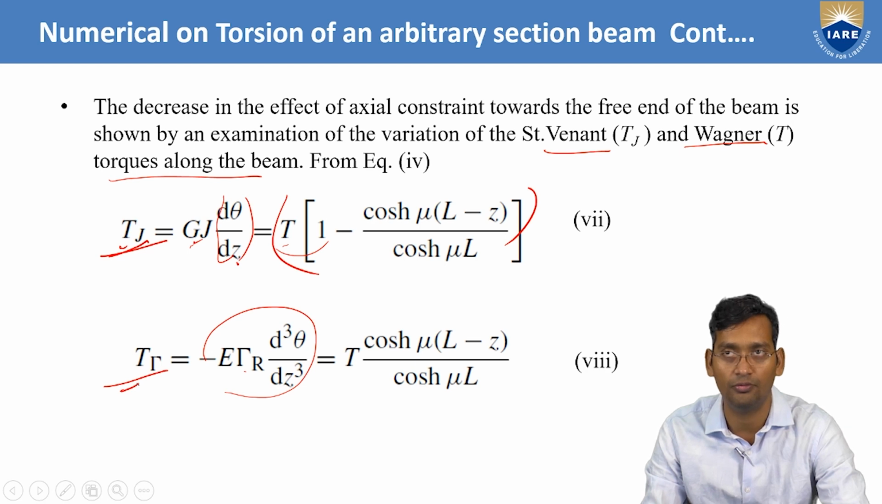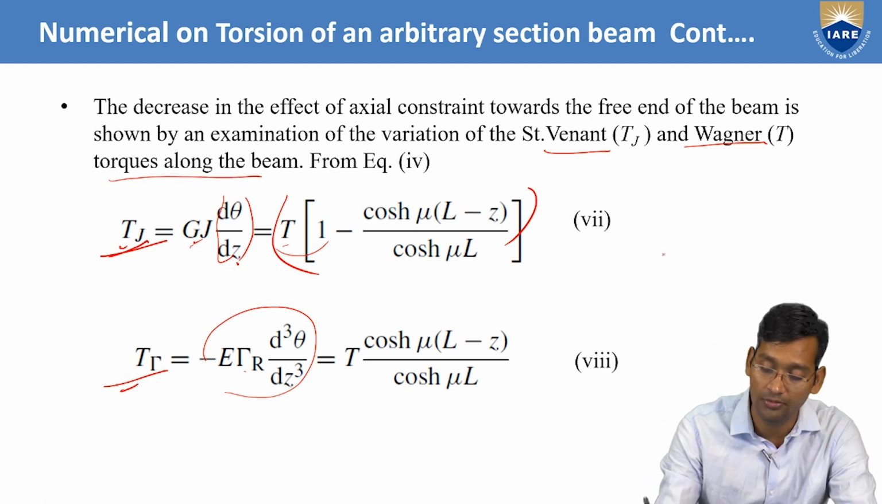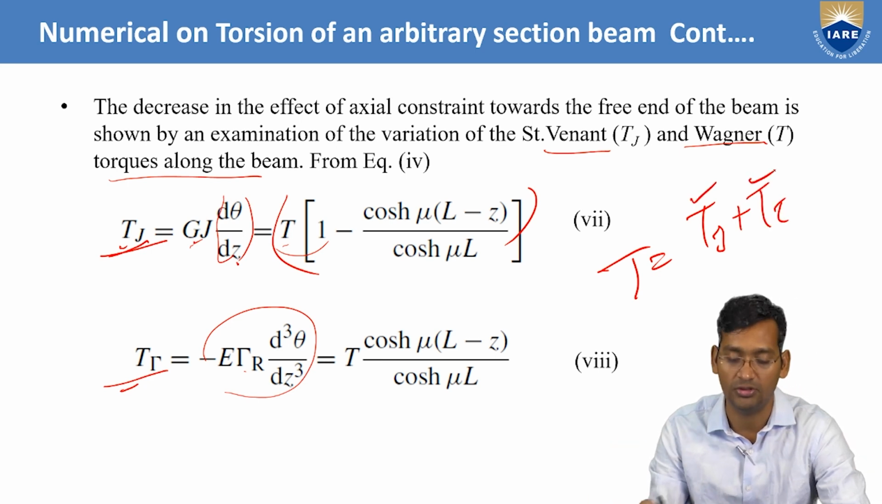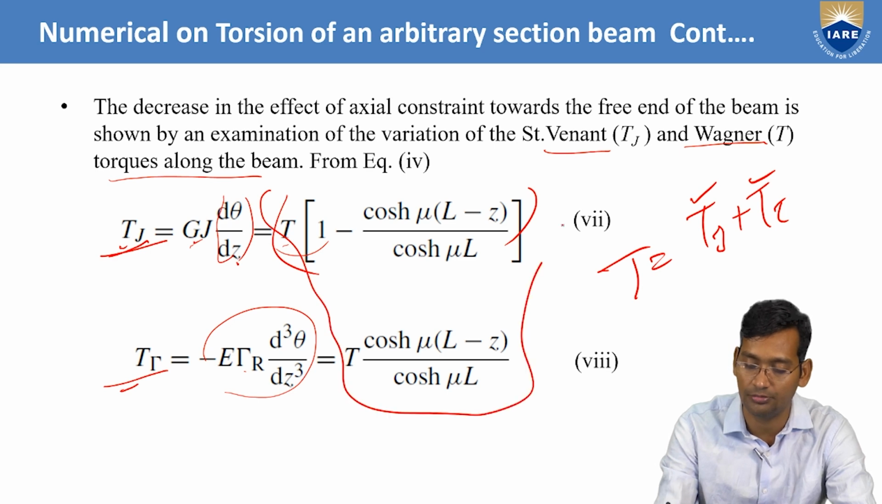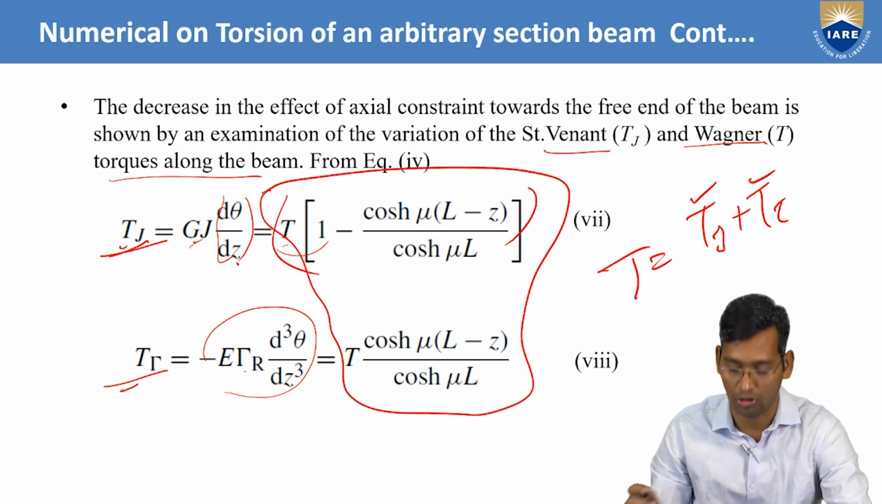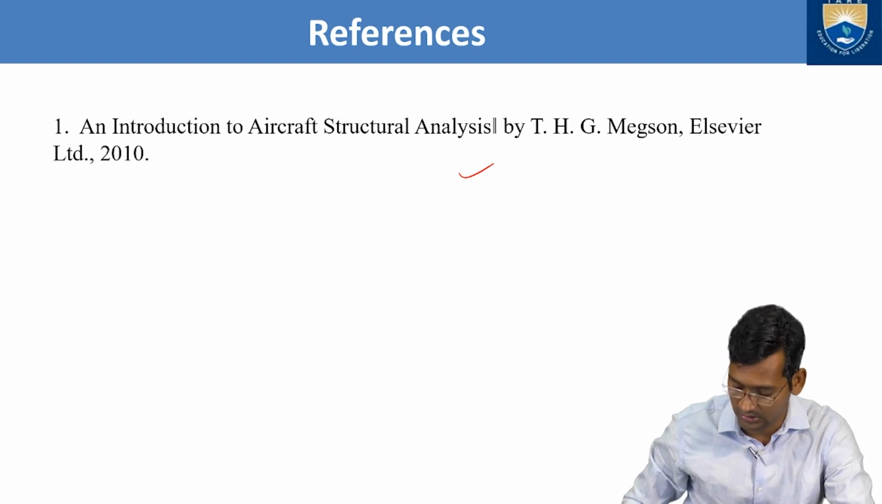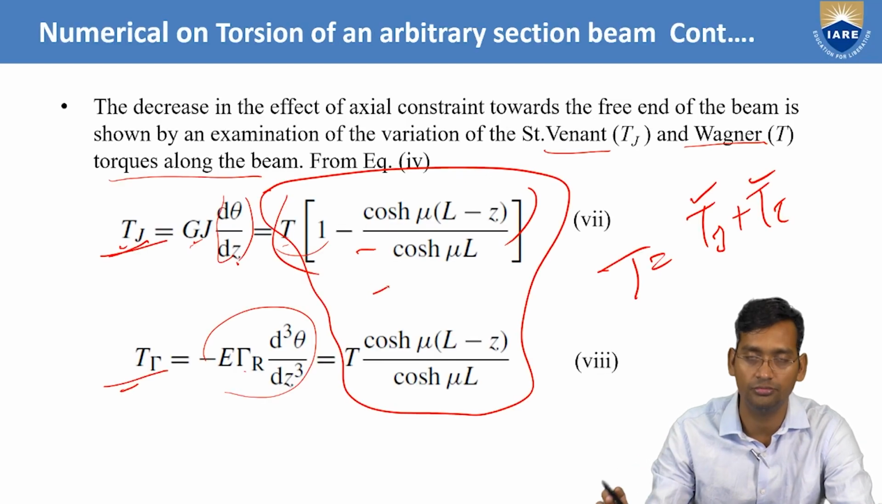That is the Wagner one. Now the total T will be equal to what? Tj plus T tau, Saint Venant plus Wagner one. Just add these two equations. That will be the total torque. Okay, so if you are required to find the total torque, just simply add these two.